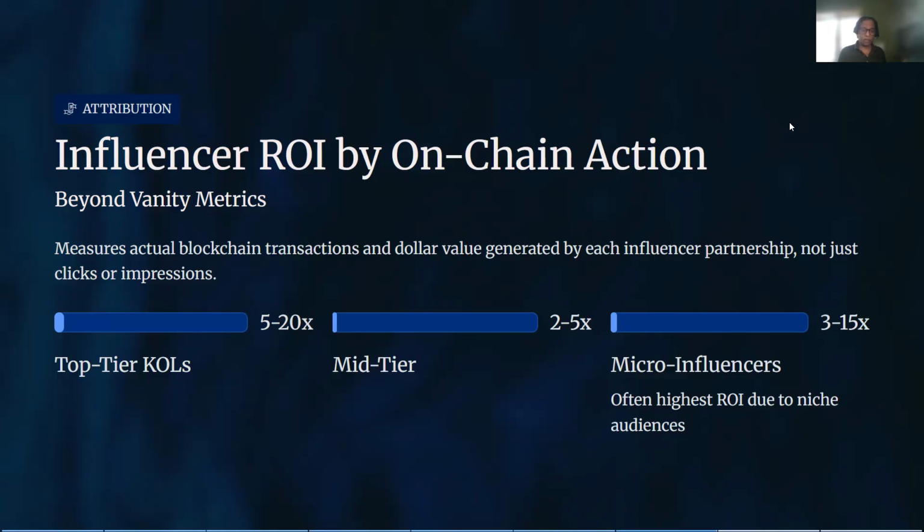For the top tier influencers, there is a 5 to 20x conversion rate. And then the mid tier, it's a 2 to 5% conversion rate. And then the micro influencers, basically these influencers do not have a lot of followers, but whatever followers they have are genuine followers. So in that category, it is typically a 3 to 15% conversion rate. So these are all just typical benchmarks.